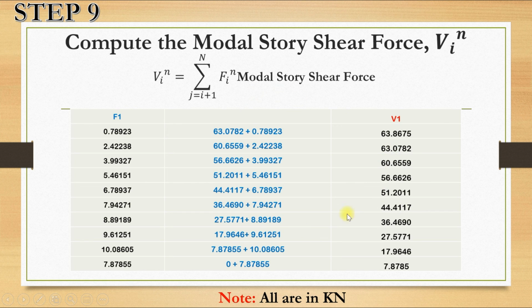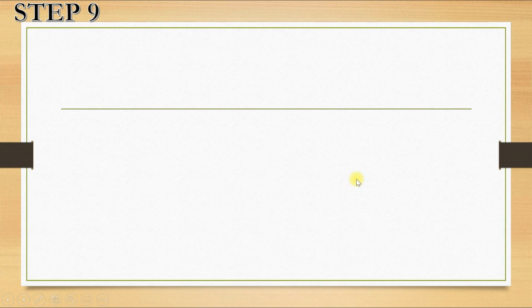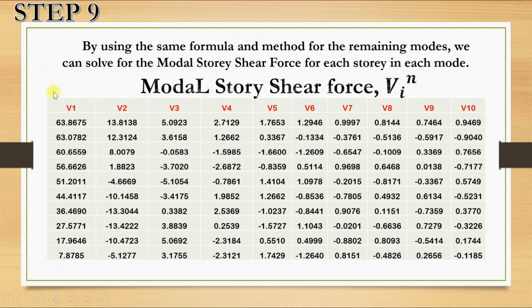So, take note, lahat ng ito ay kilonewton ang unit. So, kung gagamitin natin yung formula na kanina, yung sa paano natin na-compute itong V1, so makakompute din natin itong V2, V3, V4, V5, V6, V7, V8, V9, hanggang V10. So, gagamitin natin yung paraan kung paano natin na-compute itong V1, i-apply natin dito sa iba. So, ito na yung magiging value.